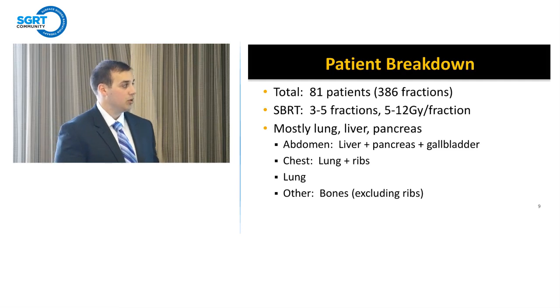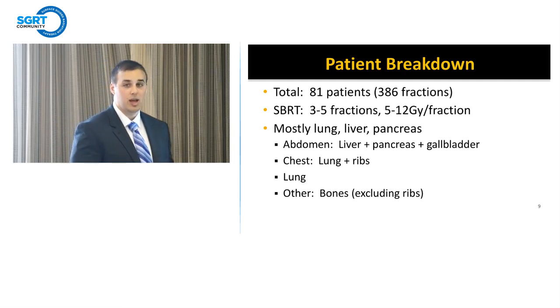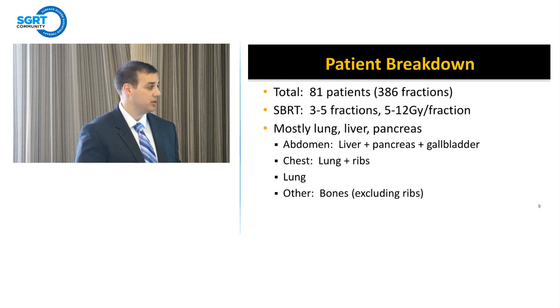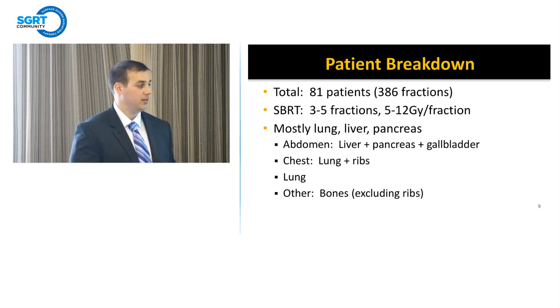And so the abdomen subgroup contained lesions that may be present in the liver, pancreas, and gallbladder. Chest included all lung lesions as well as the ribs. We do have a lung subgroup by itself, as there were so many lung patients. And then we do have, as I explained, the bone subgroup excluding the ribs for the other.